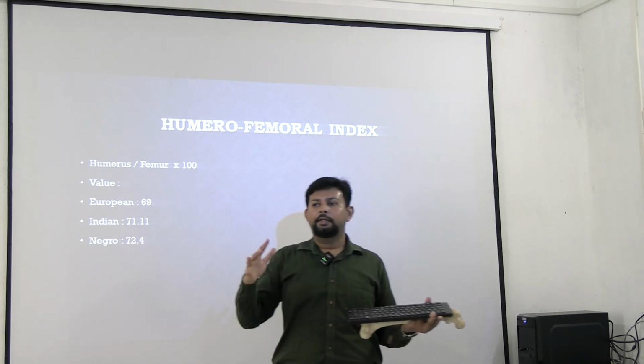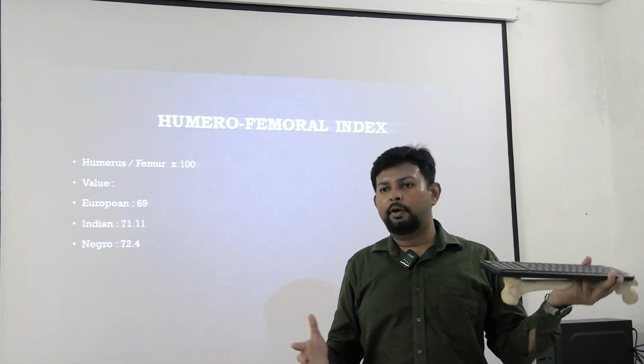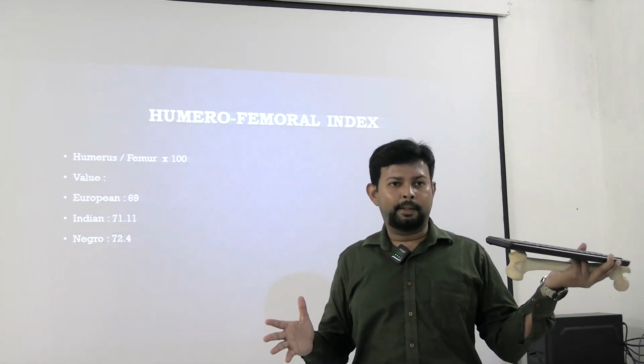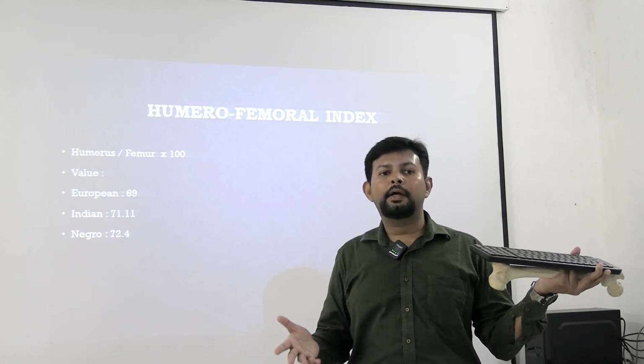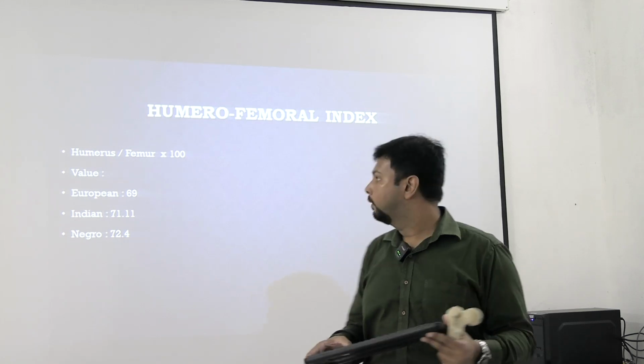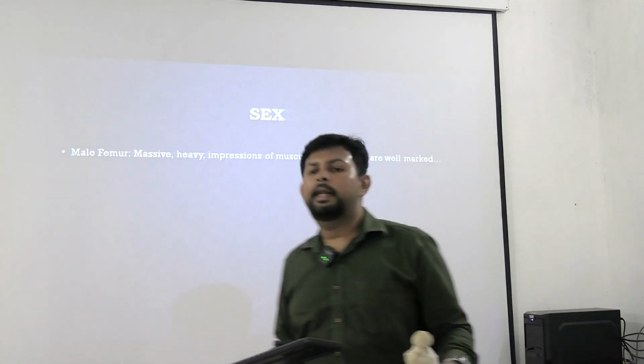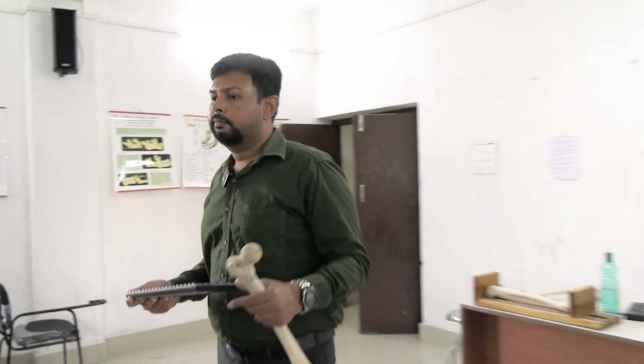If you take in general, the bones of the Negroid race are larger. Then come Europeans, and then come Asians. Now sex, as usual, we'll learn that in the next class. Sex and age. Intermembral index is upper limb by lower limb. Upper limb by lower limb.